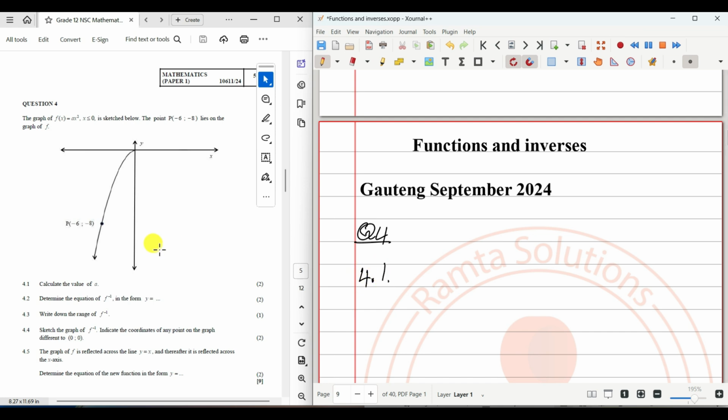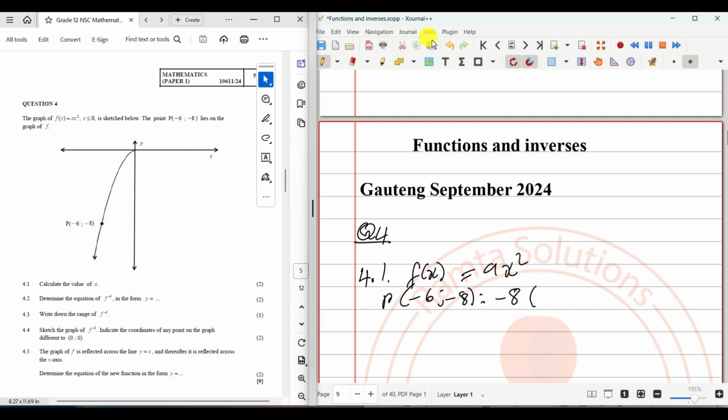4.1. The graph of f of x equals a x squared, where x is less than or equal to 0, is sketched below. The point P with coordinates (-6; -8) lies on the graph of f. Calculate the value of a. So, easy peasy. f of x equals a x squared, and they gave us a point P with coordinates (-6; -8). Where there's x, we're going to put -6. Where there's y, we're going to put -8.